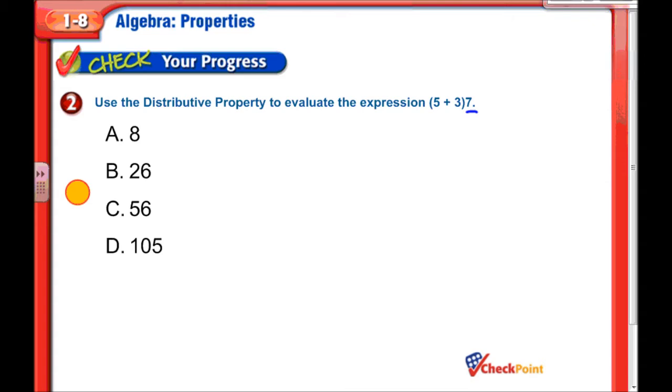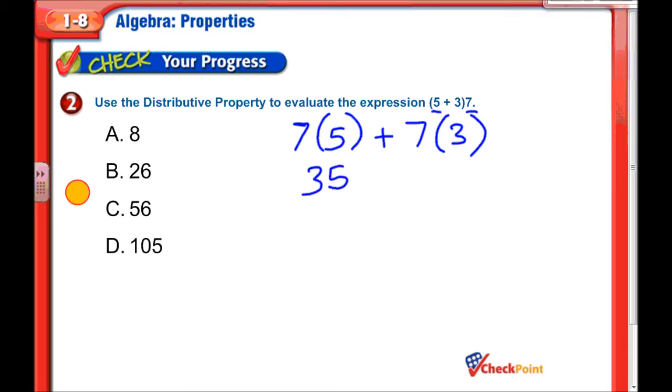So we're going to multiply the number on the outside times the first thing in parentheses, that would be the 5. We have a plus sign in the middle, so we put a plus sign in the middle. Then the 7 on the outside times the second thing in parentheses. There we go. 7 times 5 is 35. 7 times 3 is 21. And 35 plus 21 is 56.